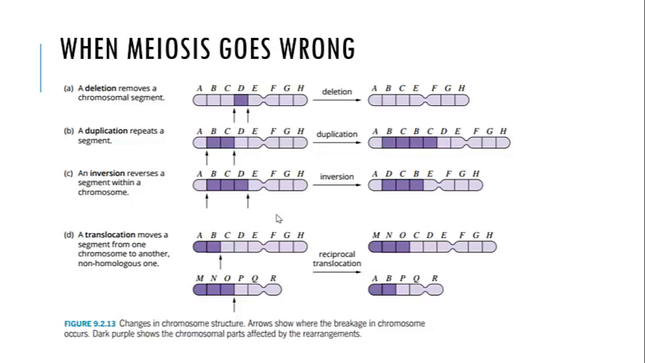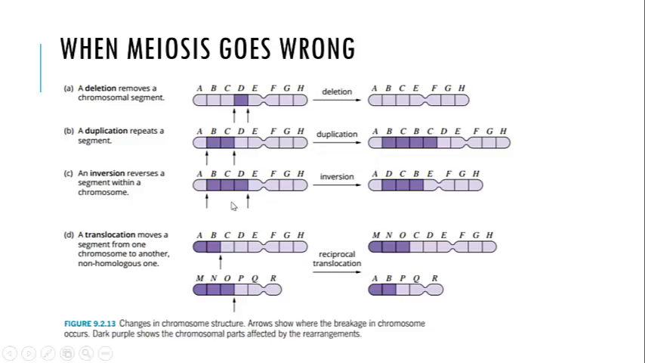A deletion removes a chromosomal segment, duplication repeats a segment, an inversion reverses a segment, and a translocation moves a segment. So these are some other issues with meiosis. So a deletion, you can see here, has removed D entirely when it's gone to replicate. A duplication means we've got a double up. So we've got BC here, but when we get to a duplication, this half is twice as long now, or has duplicated B and C again.